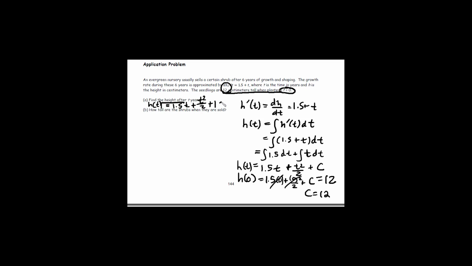And then we want to know how tall the shrubs are when they are sold. They're usually sold after 6 years, so we want h of 6, which is 1.5 times 6 plus 6 squared over 2 plus 12, which is 39 inches. So they're usually 39 inches when they are sold. So that is the end of this video. I hope that you enjoyed this section.